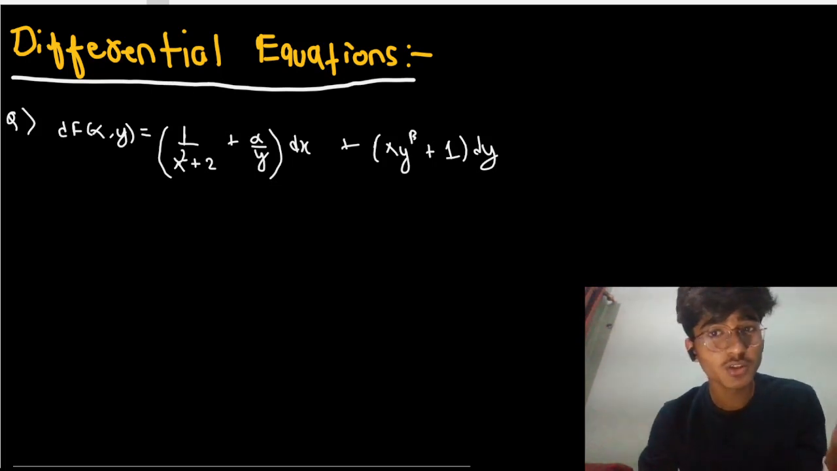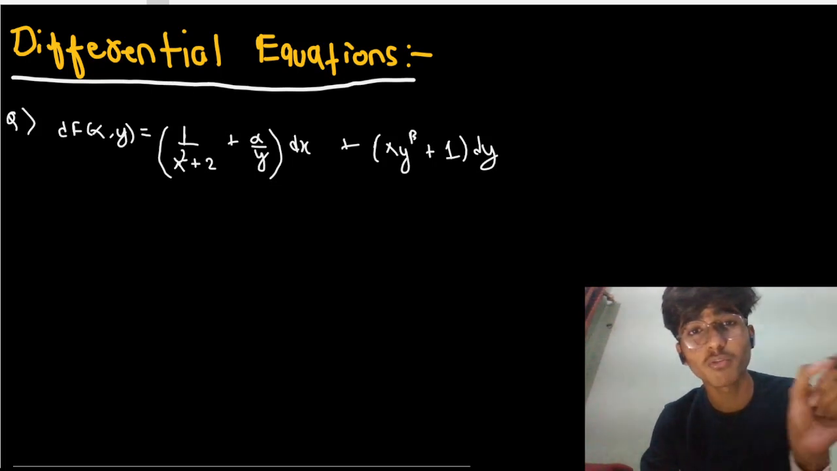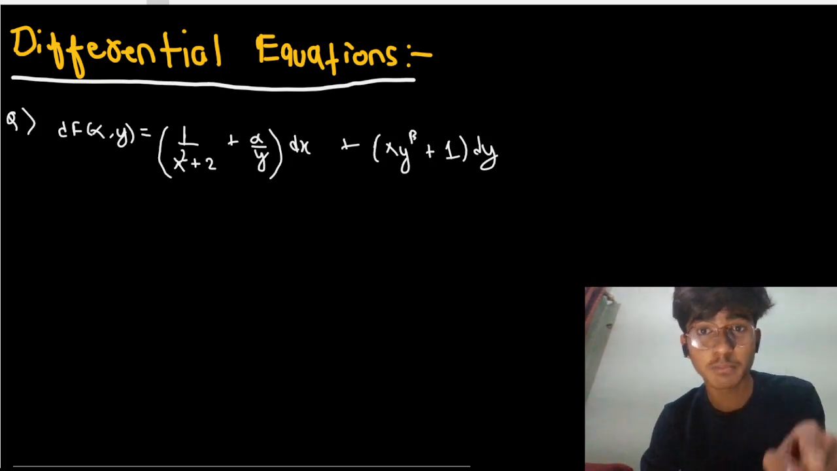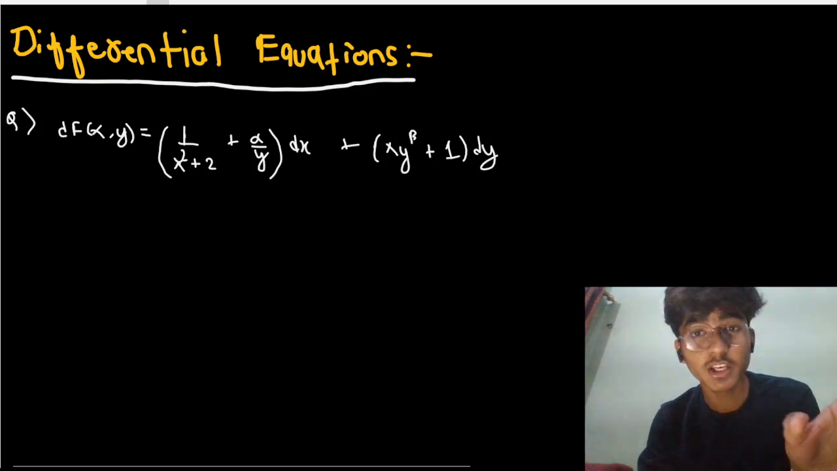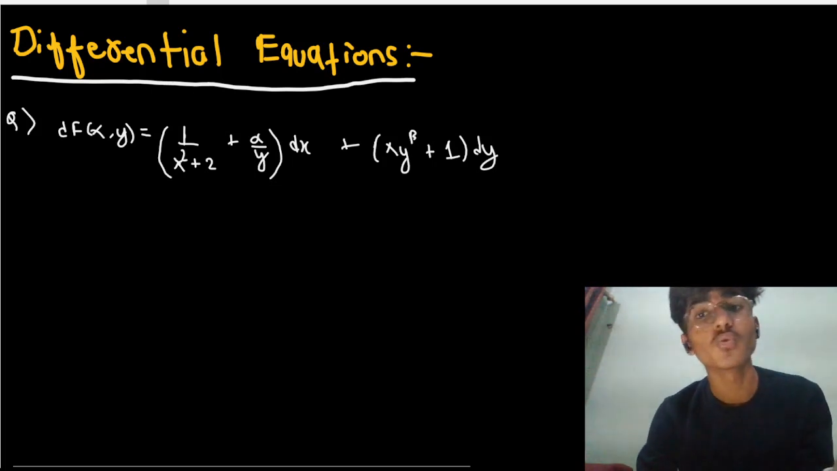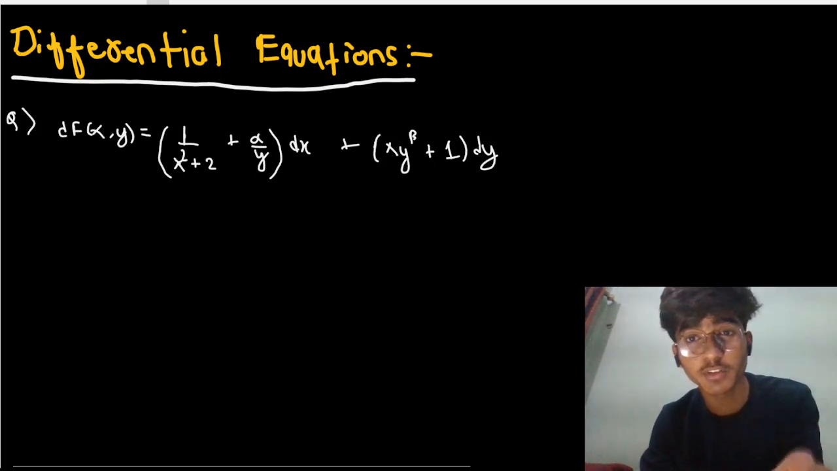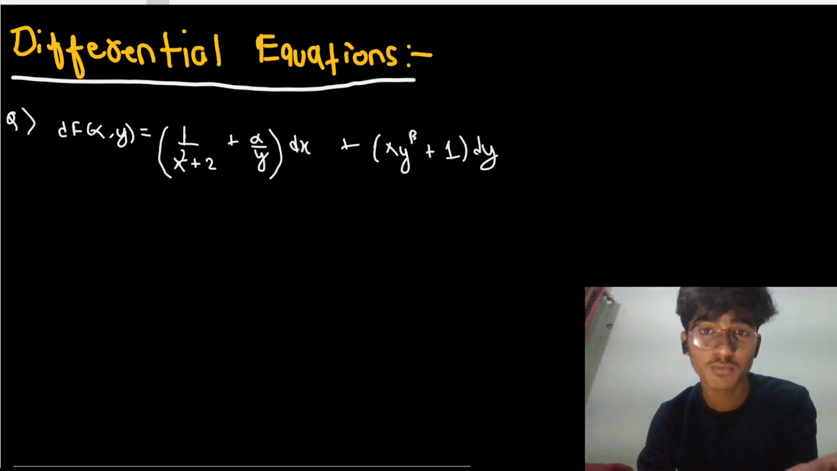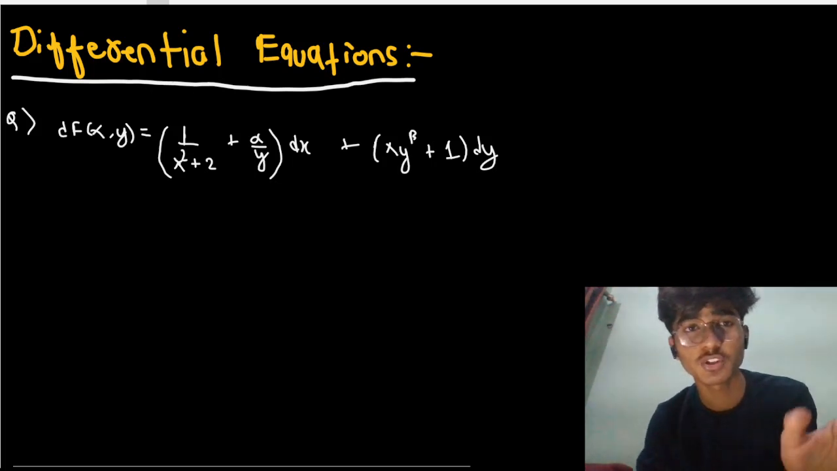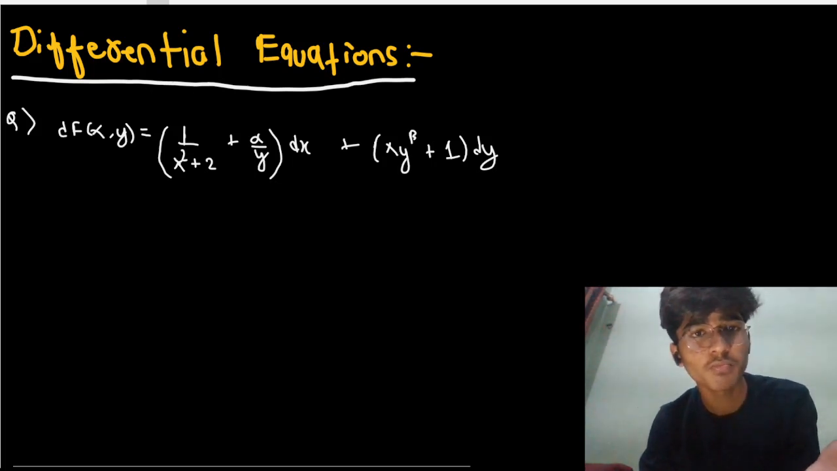This differential equation contains two parts. First of all, you have to find the values of alpha and beta, because as you can see, we have to find out the values of alpha and beta. And after finding them, we have to solve this differential equation for our function f(x, y), by putting the differential df equal to 0 and solving this differential equation.